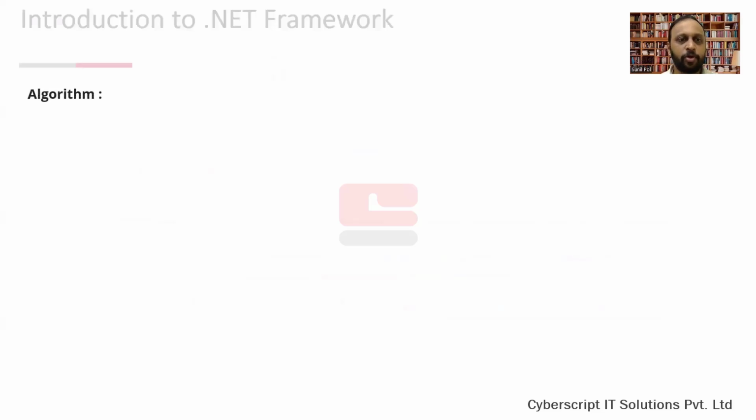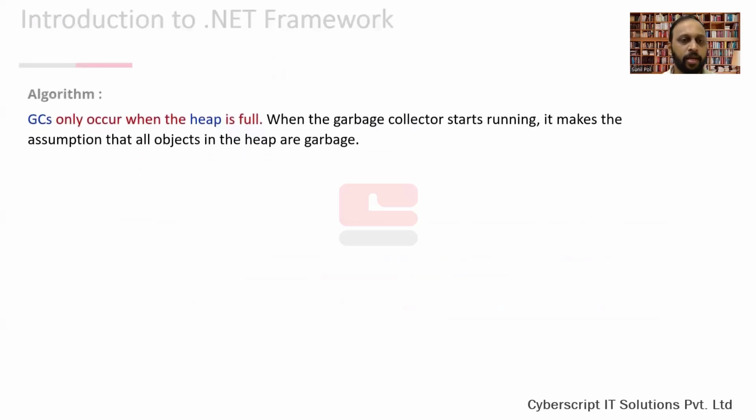So the garbage collector follows an algorithm. There are different conditions that the garbage collector will check. The first condition is that garbage collection only occurs when the heap is full. When the garbage collector starts running, it makes the assumption that all the objects in the heap are garbage.